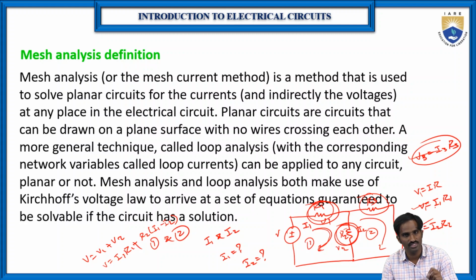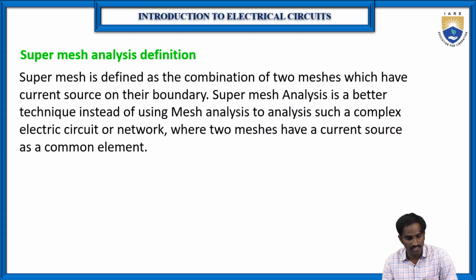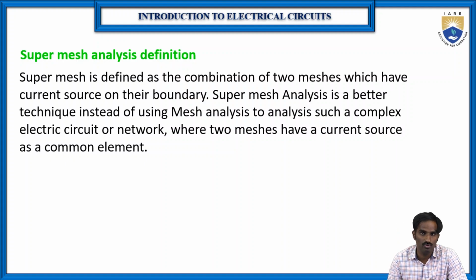Nodal analysis is with respect to the node. So what is the law with respect to the node? It is Kirchhoff's current law. And mesh analysis is with respect to the loop. So what is the law associated with the loop? It is Kirchhoff's voltage law. That's why in nodal analysis we use Kirchhoff's current law, and in mesh analysis we use Kirchhoff's voltage law, right? Then super mesh analysis and super node analysis.